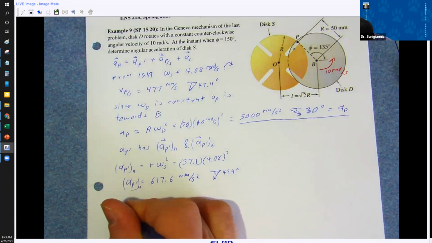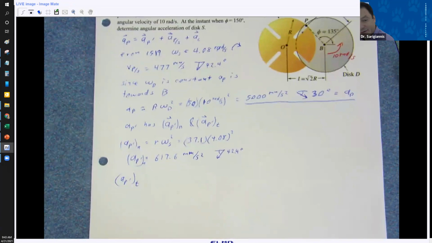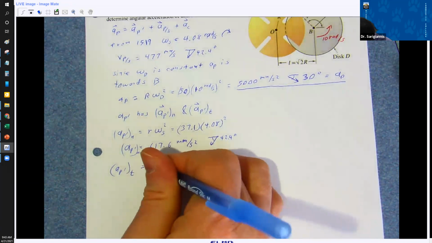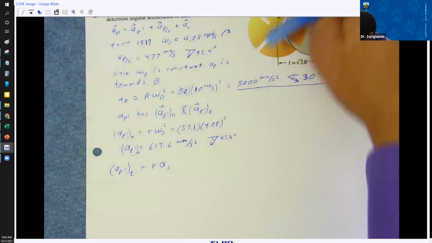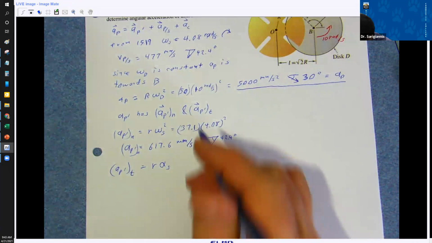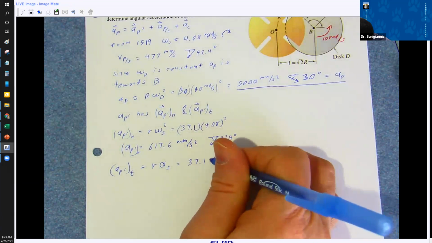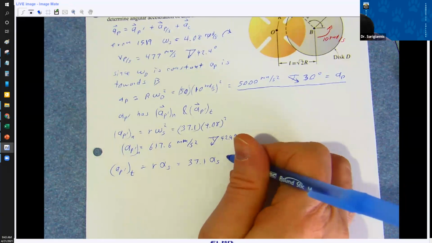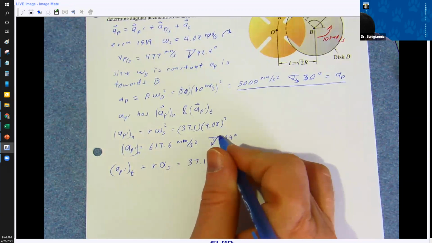Let's do the tangent. Going in slightly different order than my notes, so I'm getting lost. This is just R times alpha, right? Alpha S. And this is what we're looking for. We're looking for the angular acceleration of S. So this is just 37.1 alpha S.